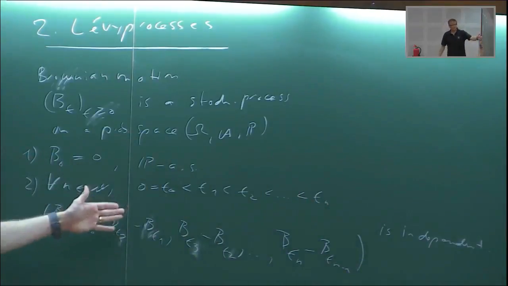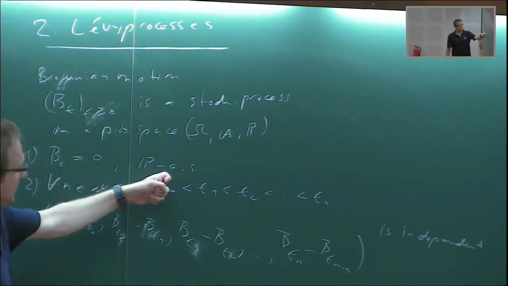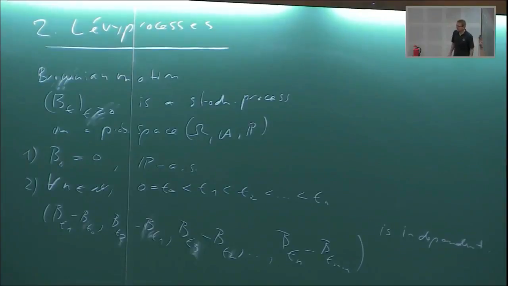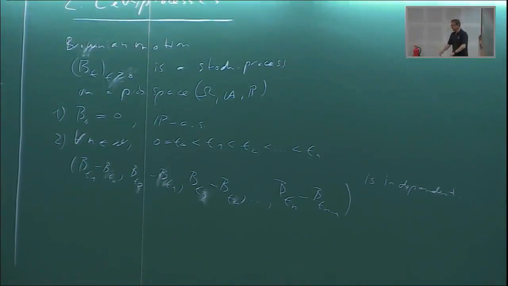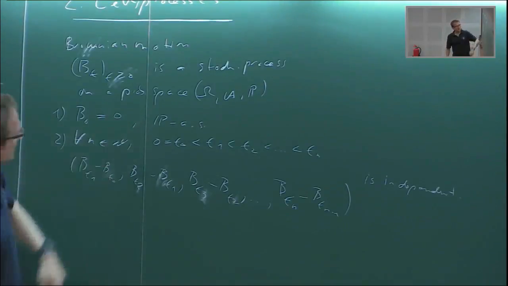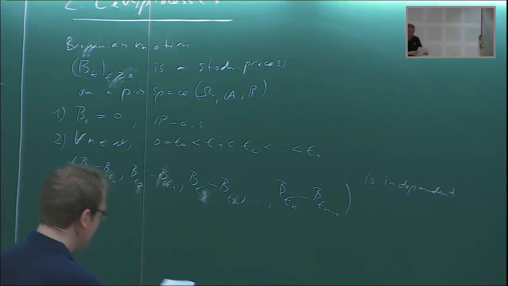The repartition is any repartition. P almost surely. This means there exists an event of probability 1, which I don't specify, such that for all elements in this event, in all cases, it is satisfied. Then we have the stationarity.